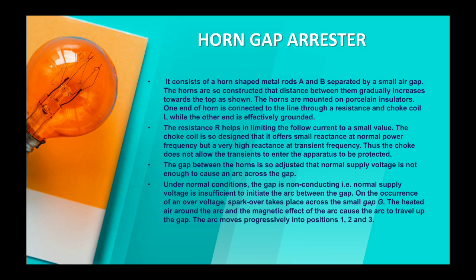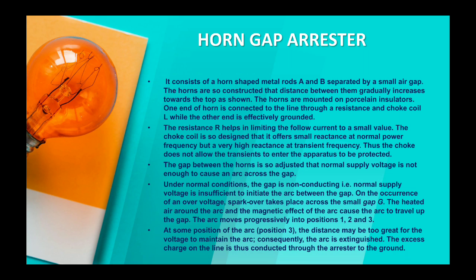On the occurrence of an overvoltage, a spark-over takes place across the small gap G. The heated air around the arc and the magnetic effect of the arc cause the arc to travel up the gap, and the arc moves progressively into positions 1, 2 and 3. At some position of the arc, that is position 3, as we can see in the next slide in the figure of the horn gap arrestor, the distance may be too great for the voltage to maintain the arc. Consequently, the arc is extinguished. The excess charge on the line is thus conducted through the arrestor to the ground.